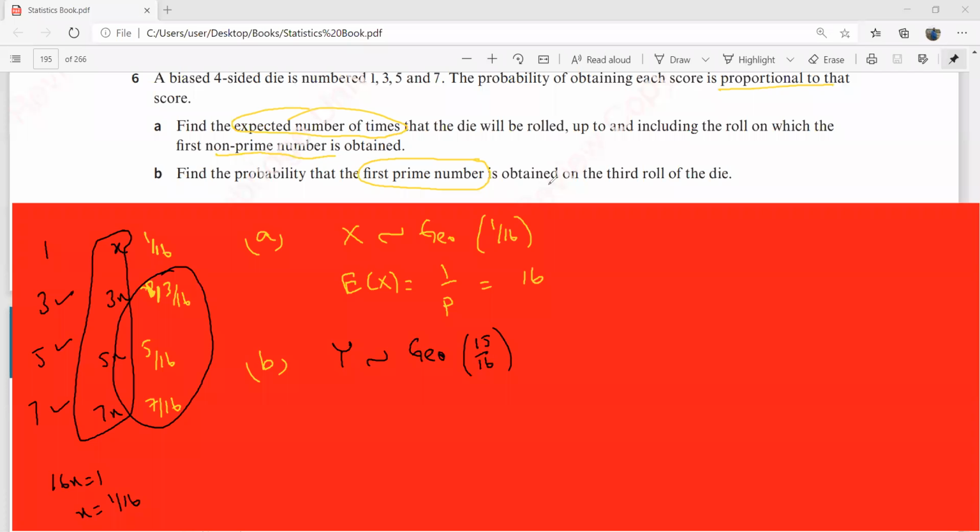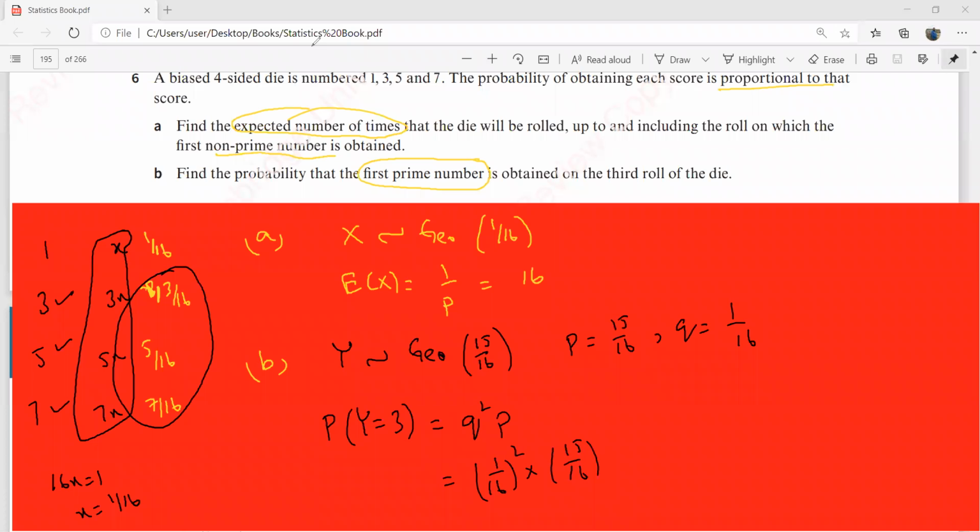So it says is obtained on the third roll of the die. So it's basically asking for the probability that y is equal to 3. So this is q square times p. So now your p is 15 over 16 and your q is 1 over 16. So that is why this will be 1 over 16 square times 15 over 16. That is how you will get to this probability.